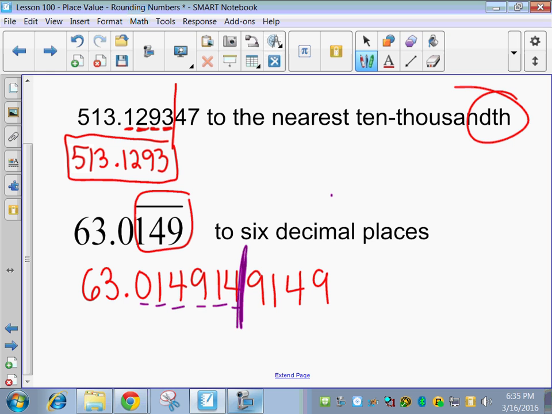Put the line after the 6th number. Then we're going to look at the number after the line, and if it's greater than 5, we round this number up. So now I have 63.0149115. Okay, and then it's done.